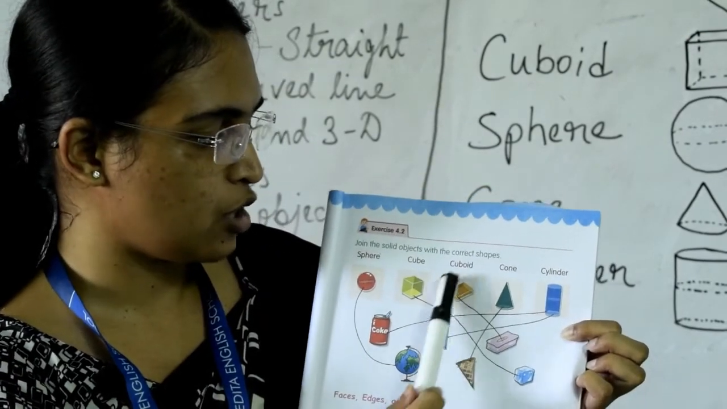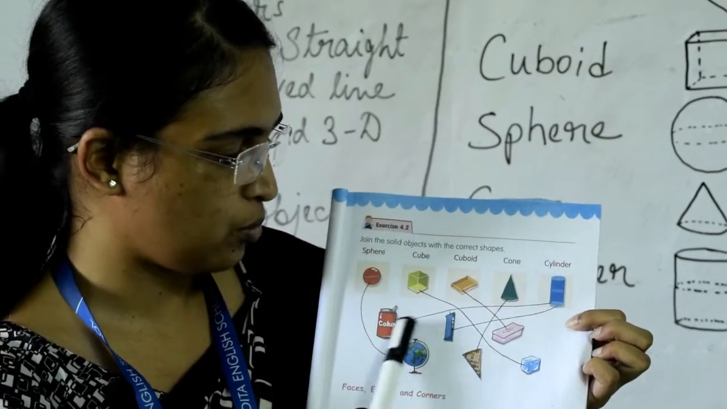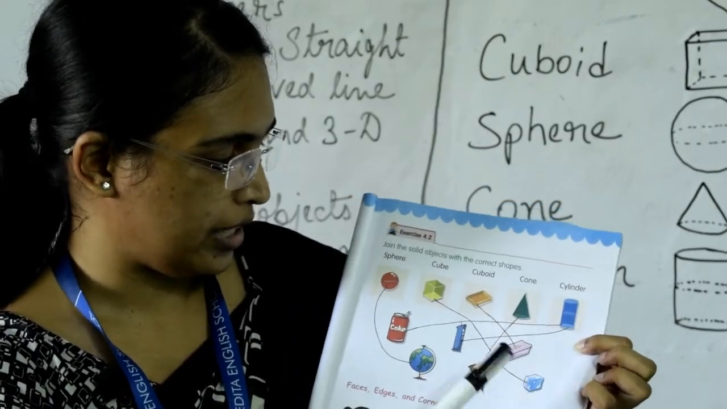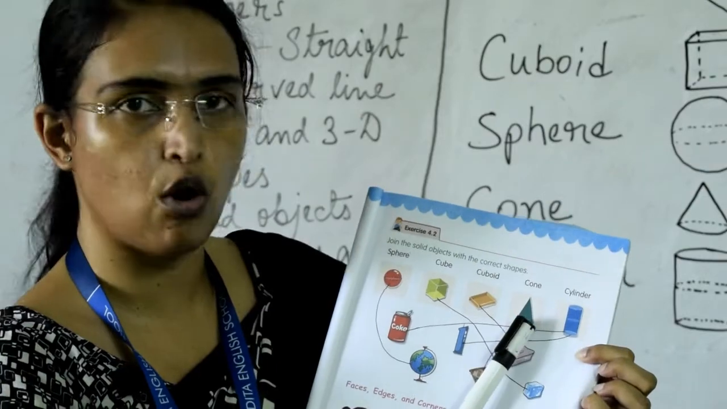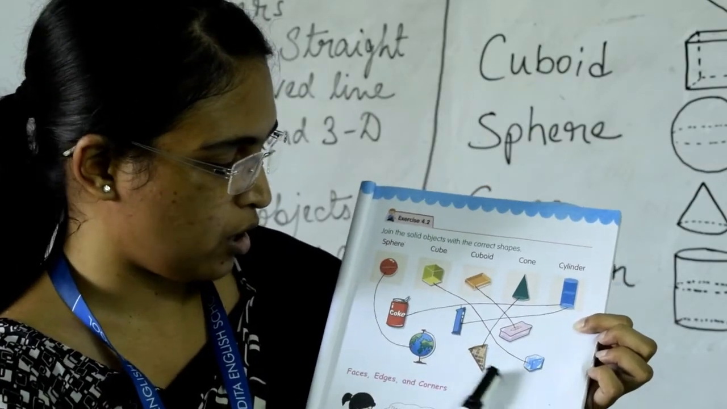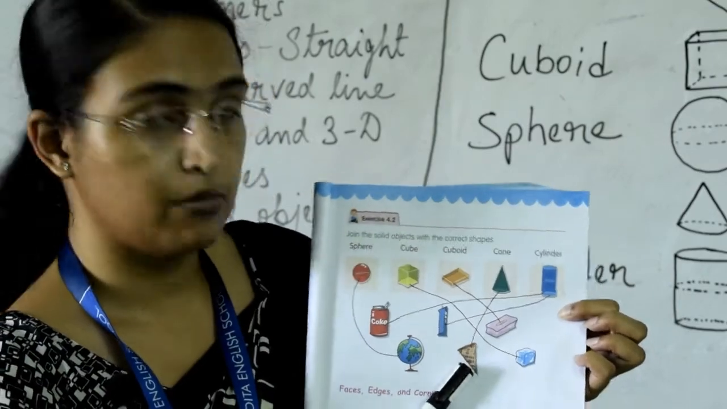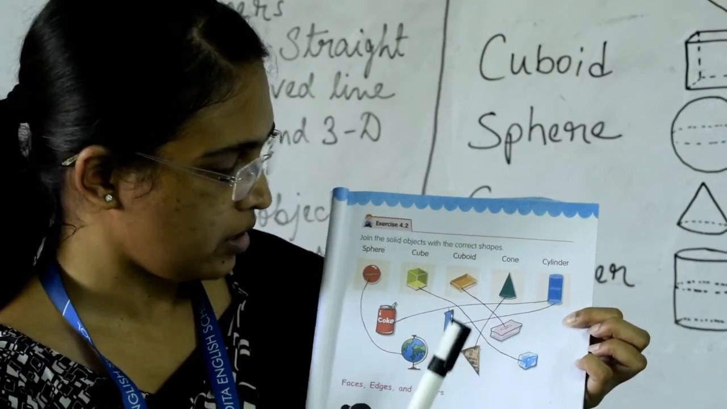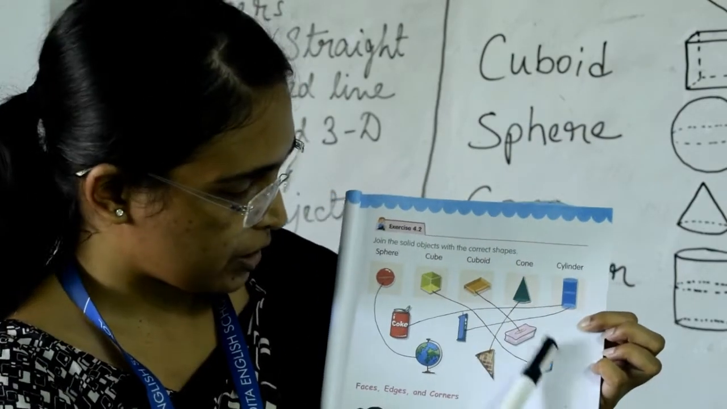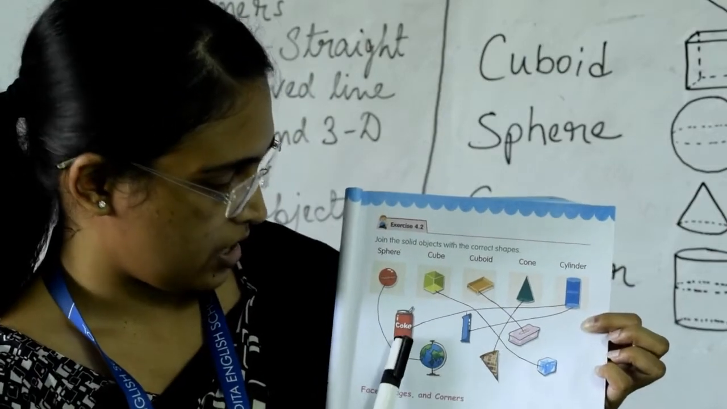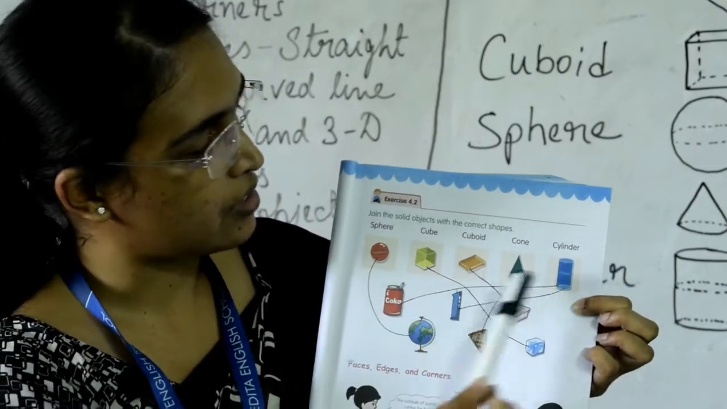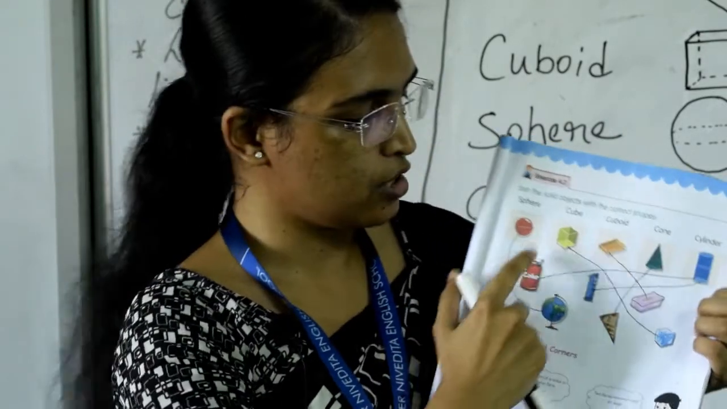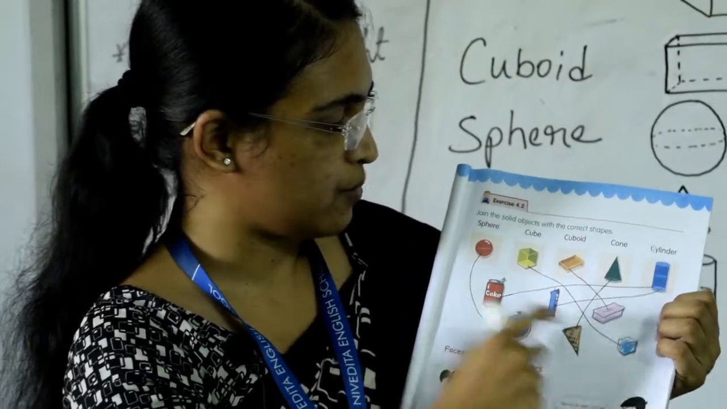Then this is cuboid. Which picture looks like a cuboid? Yes, this. This is a soap. So it looks like a cuboid. Then next shape is cone. Which picture looks like a cone? Pizza slice, right? It looks like a cone. So draw a line from here. Then next is cylinder. Which picture looks like a cylinder? Yes, this Coke can. It looks like a cylinder, right? So in this way you have to match these solid objects with the correct shapes.